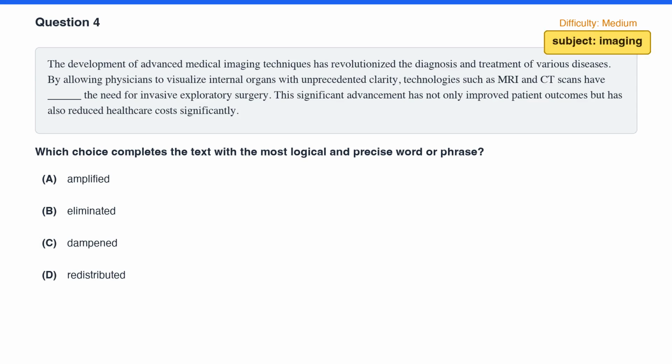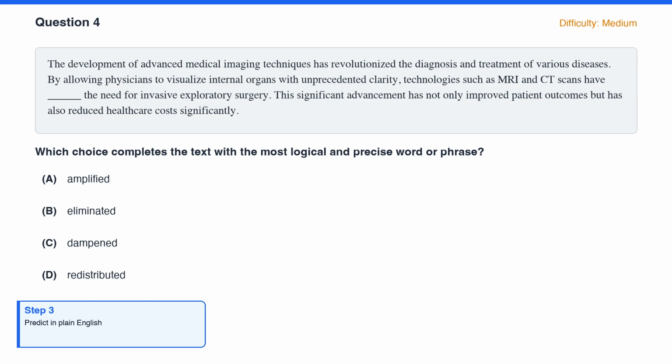Another medium. This passage is about medical imaging, MRIs and CT scans. The blank. Technologies such as MRI and CT scans have blanked the need for invasive exploratory surgery. Step 1, cover the choices. Done. Step 2, circle the signal. Surrounding context is positive, revolutionized, improved patient outcomes, reduced healthcare costs. The cause-effect signal is by allowing physicians to visualize internal organs, technologies have blanked the need for surgery. If you can see inside the body without cutting, you don't need to cut. Step 3, predict in plain English, removed, got rid of, made unnecessary.